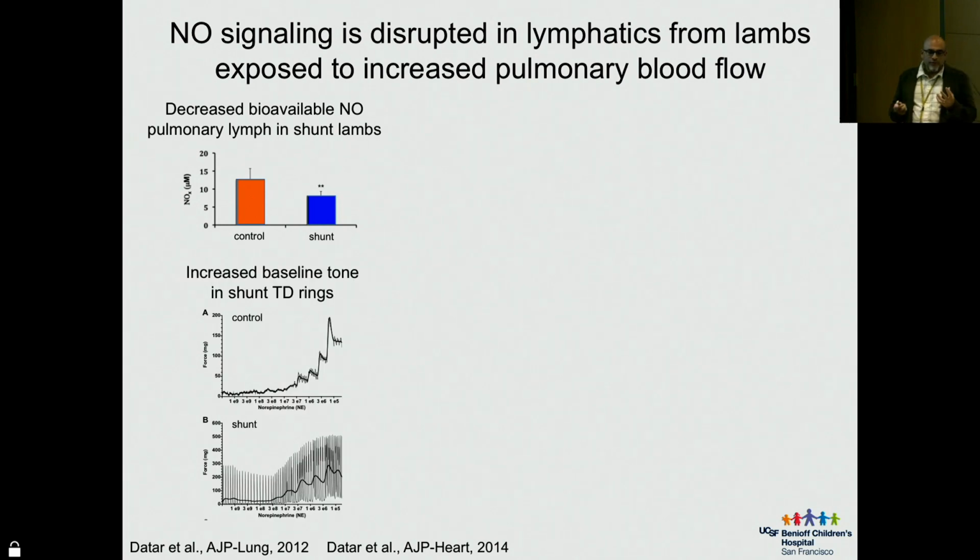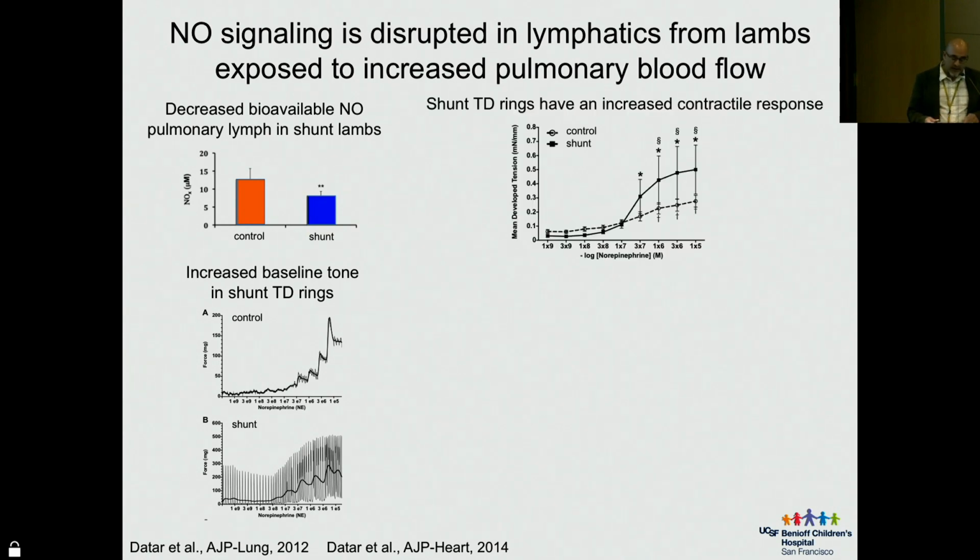When we looked at the thoracic duct rings from either shunt or controls, this is just looking at the baseline tone. If you just concentrate on the y-axis here, this force scale is 200 milligrams, and in the shunts, it's 600 milligrams. They have a much higher baseline tone. And in response to increasing doses of norepinephrine, they have a much more robust contractile response as well. They're much more muscular when you look at them by histology.